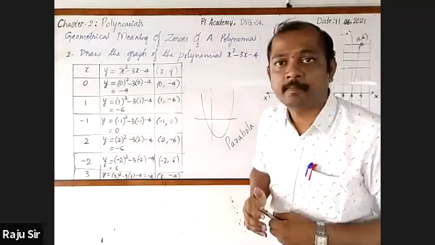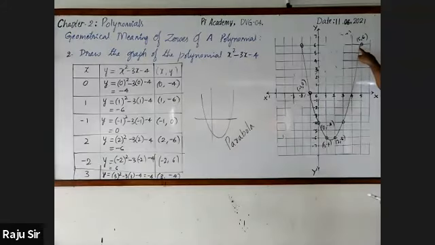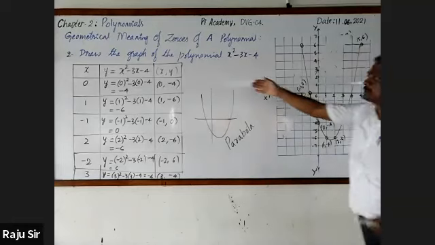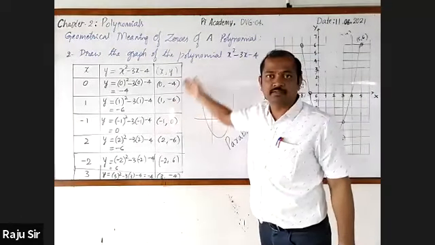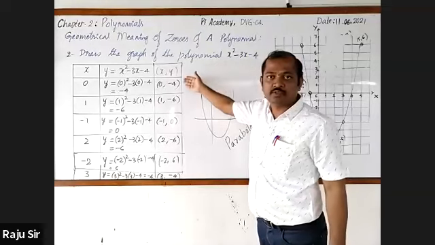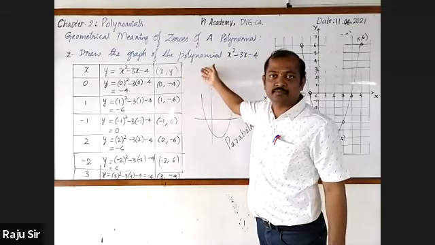Sir, where did we get this 5 and 6? We got 5 and 6 here, in the x-axis and y-axis. Sir, how did we get it? I explained. When 5 is taken in place of x, I showed it with the calculation as well. Sir, repeat it. Okay, observe.